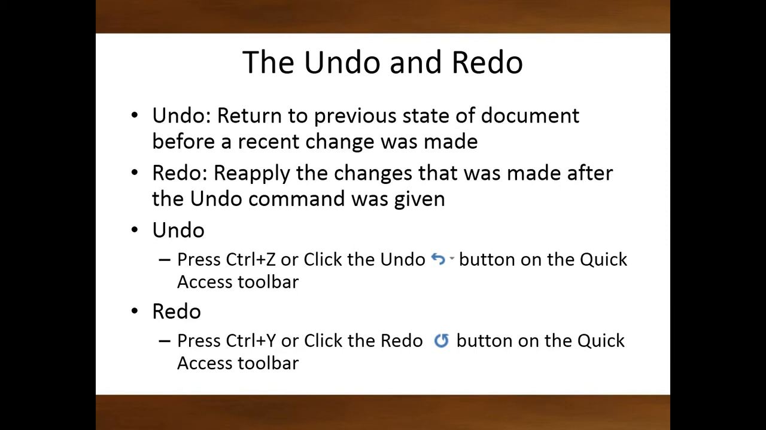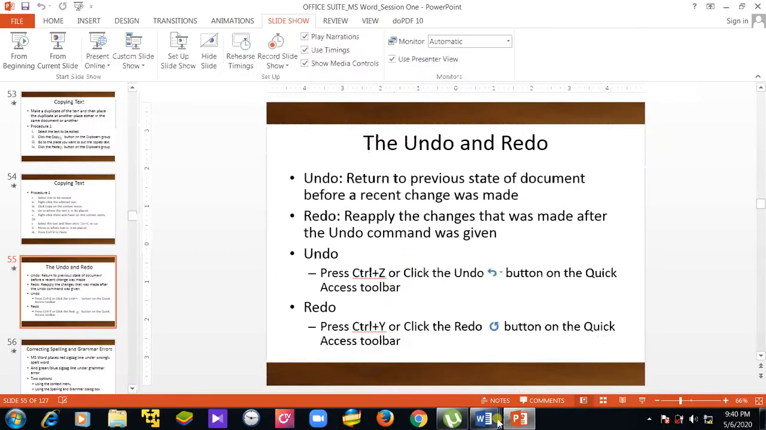To undo, you press Ctrl and Z on your keyboard, or you can click the undo button on the quick access toolbar. To redo, you press Ctrl and Y on your keyboard, or you click the redo button on the quick access toolbar. Let us have a demonstration.